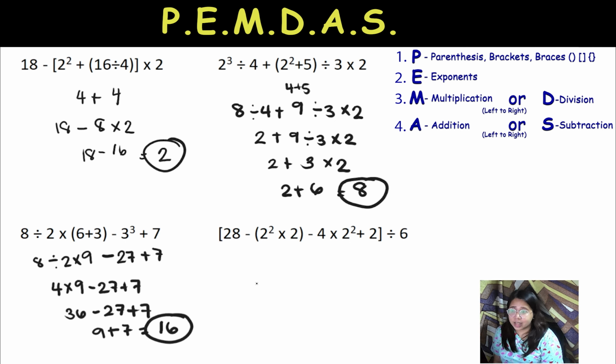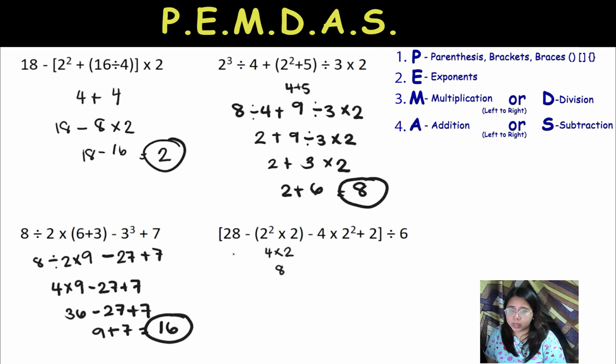Okay, our next example, okay, the quantity of 28 minus the quantity of 2 squared times 2 minus 4 times 2 squared plus 2 divided by 6. So, according to PEMDAS, unahin natin yung nasa loob ng parentheses, brackets, or braces. In this case, mas mahaba yung equation na nasa loob ng brackets. Okay, so unahin natin tong isolve. Okay, pero mas unahin natin yung nasa loob ng parentheses kasi yun yung mas pinakaloob na equation. Okay, so we have 2 squared times 2, that is 2 squared is equivalent to 4 times 2, and we get 8.